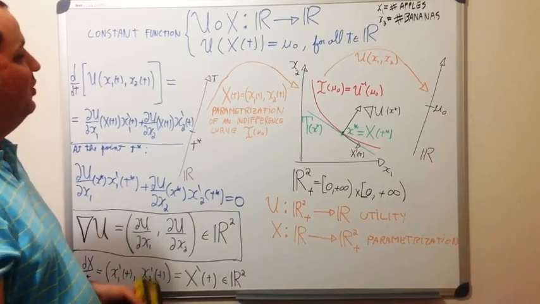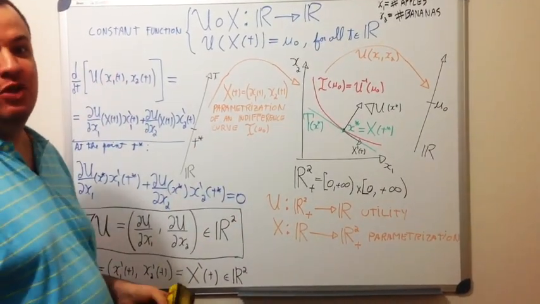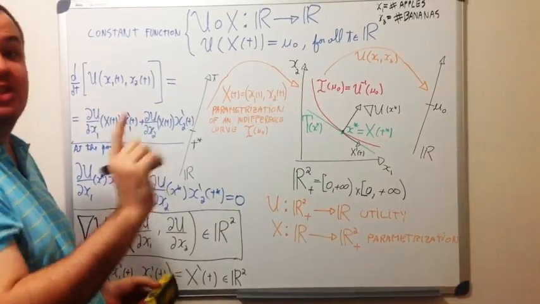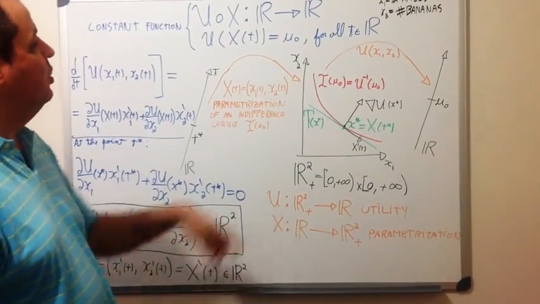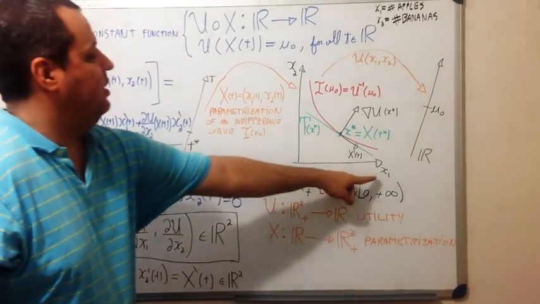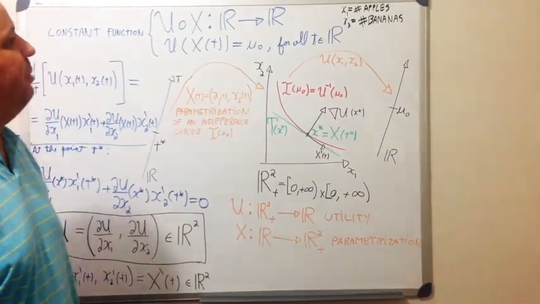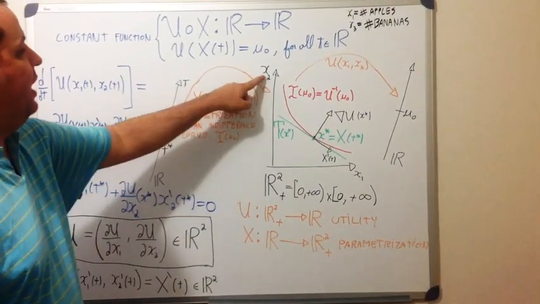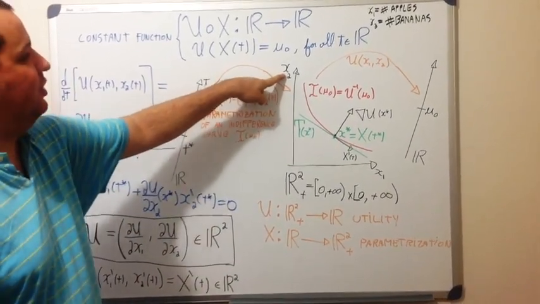So today let's look at this very complicated picture to try to make sense of it all. So here's the story. Suppose you have two goods in the economy, apples and bananas. x1 is the number of apples the consumer will have. x2 is the number of bananas the consumer will have.